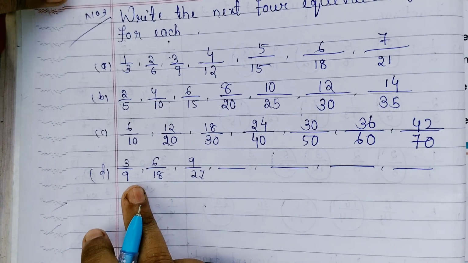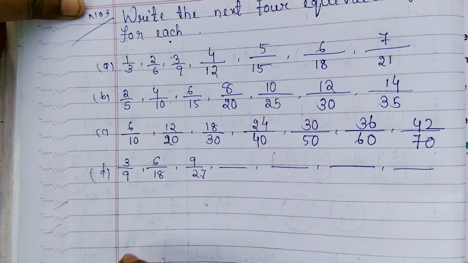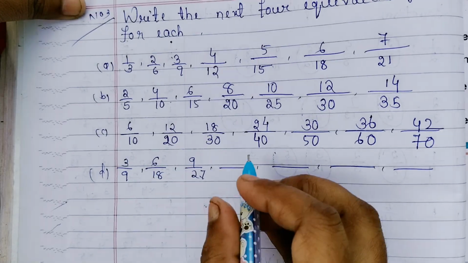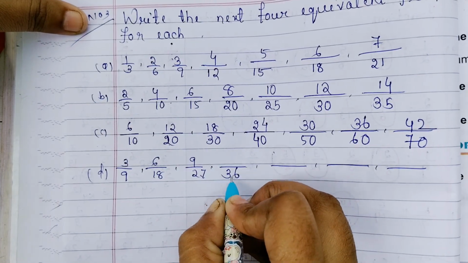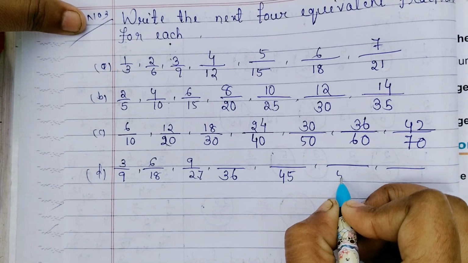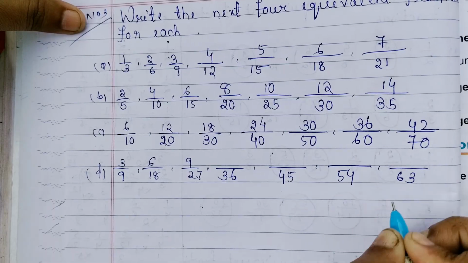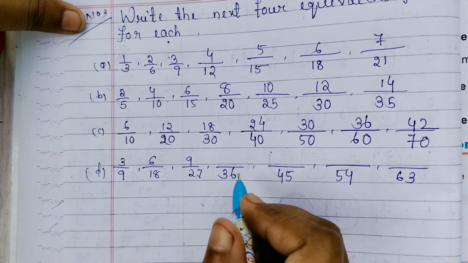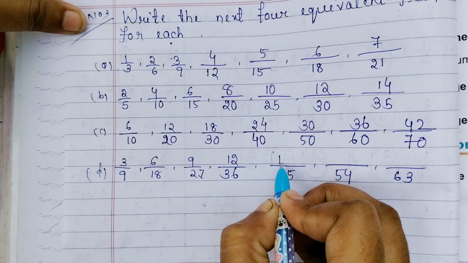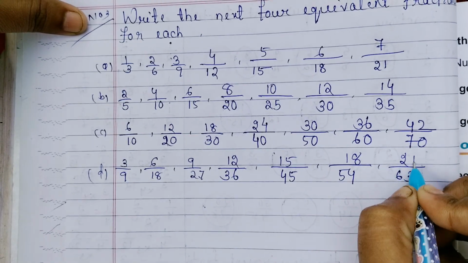Then next 3 by 9. 9 times 2 is 18, 3 times 2 is 6, 9 times 3 is 27, 3 times 3 is 9, then 9 times 4 is 36, 9 times 5 is 45, 9 times 6 is 54, 9 times 7 is 63. Then 3 times 2 is 6, 3 times 3 is 9, 3 times 4 is 12, 3 times 5 is 15, 3 times 6 is 18, 3 times 7 is 21.